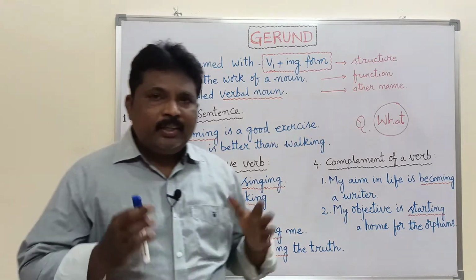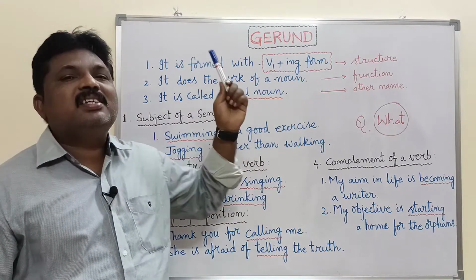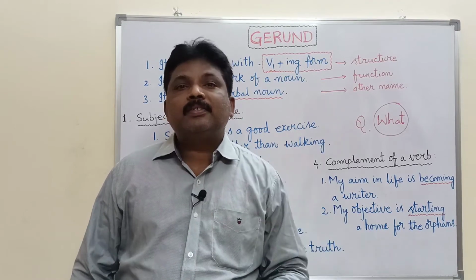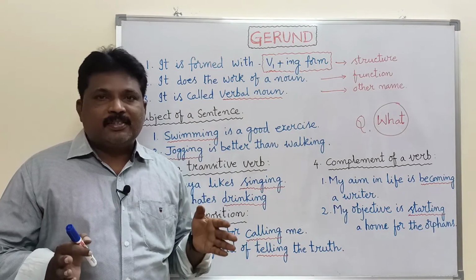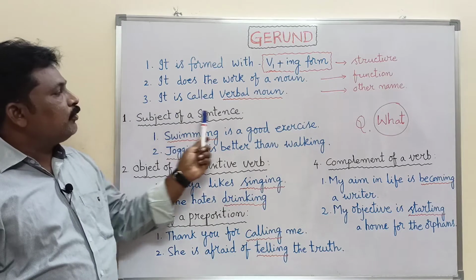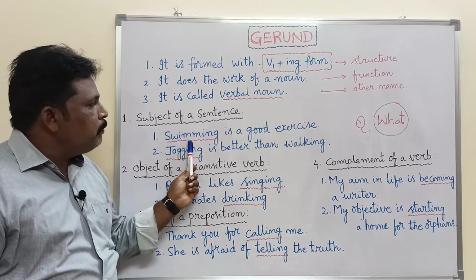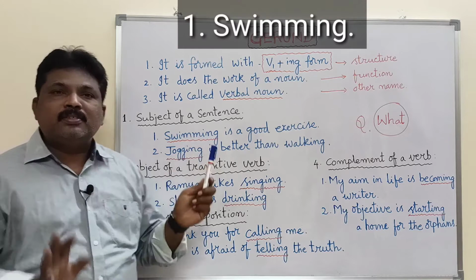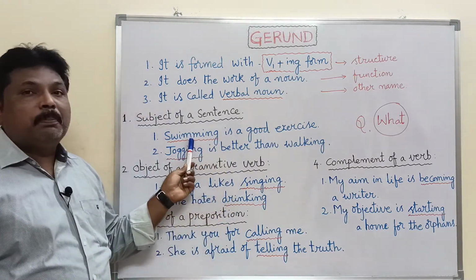Next, where is this gerund used in sentences? Remember the important point, it does the work of a noun, so it is used in the place of a noun. The first one is subject of a sentence. You know, in the place of subject, we use either noun or pronoun. So this gerund is used in place of the subject. Swimming is a good exercise. Here, the word swimming is not a present participle, but a noun. It is a gerund.